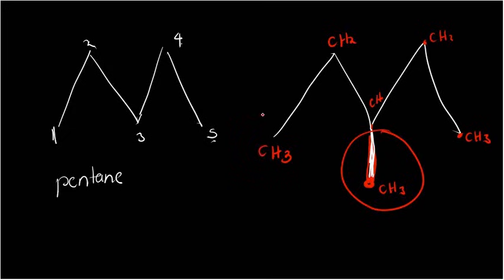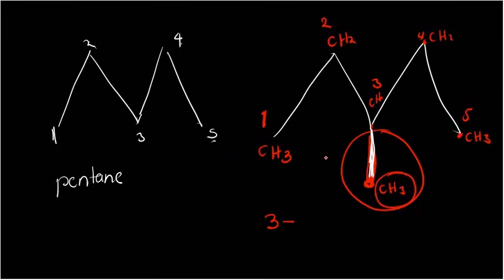So if I start counting from this side, we need to make sure that this substitute is having the lowest number, or it's supposed to be near to the end. If I start counting from this side, this is 1, 2, 3, 4, 5. Even if I start counting from this side again, it will be the same because it will be 1, 2, 3. So this branch is on carbon number 3. So what you do is you say 3.